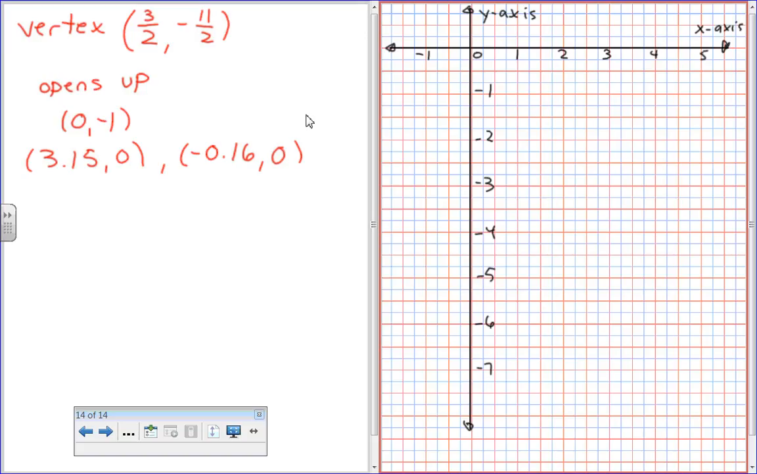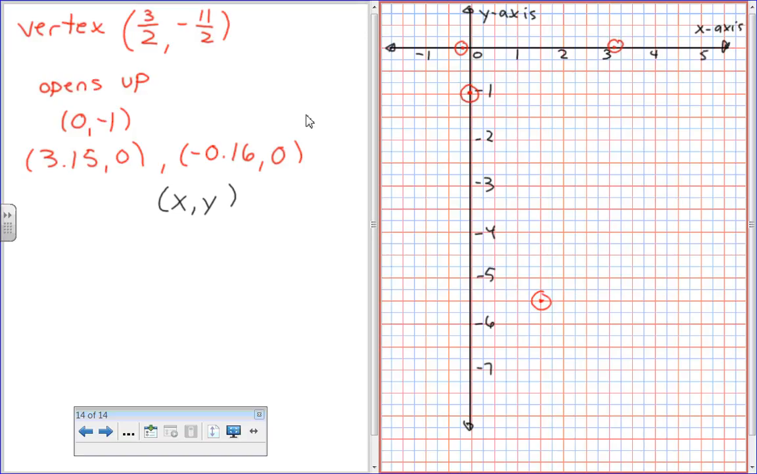Okay, next we're going to graph our points. Just a reminder, the points always go x and y. So the first point is going to be 0 and -1, so x is 0, y is -1. Then x is -0.16, that's going to be somewhere about there. 3.15 is going to be somewhere like this. And then we have 1.5 and -5.5, which is going to be something like that.